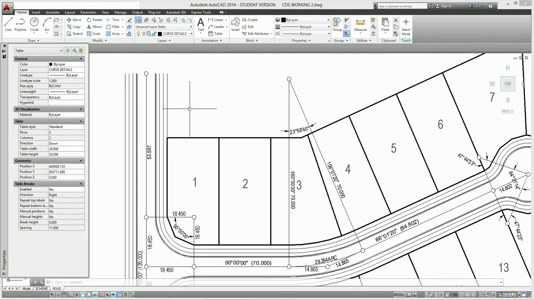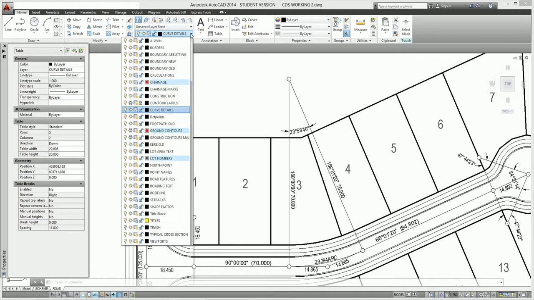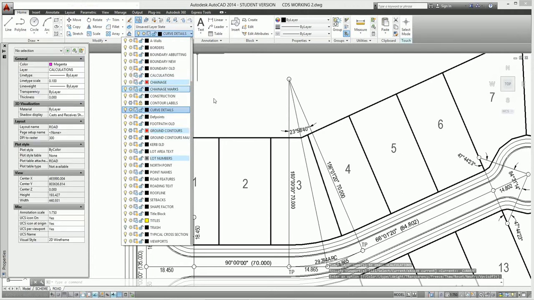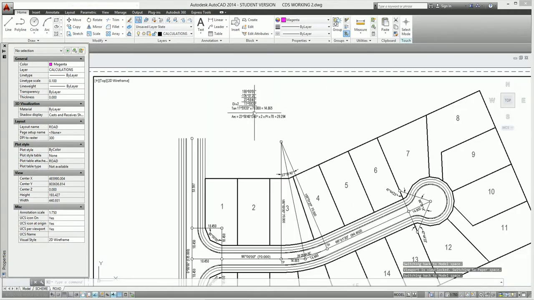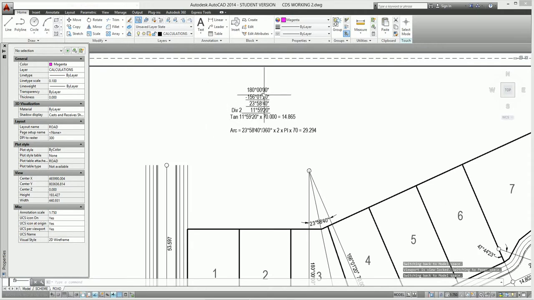But it pays to check these critical elements as we go along, and the way that I've done that is I've created a layer called the calculations layer, which I've put in here for the purposes of demonstrating the calculations. You can see where I've put in the 180 degrees and the 156, 01, 20, and subtracted them to get 23, 58, 40, which agrees exactly with what we've drawn in AutoCAD itself.